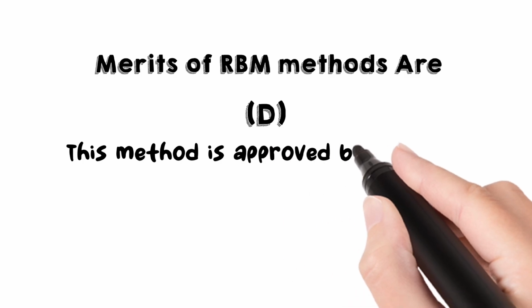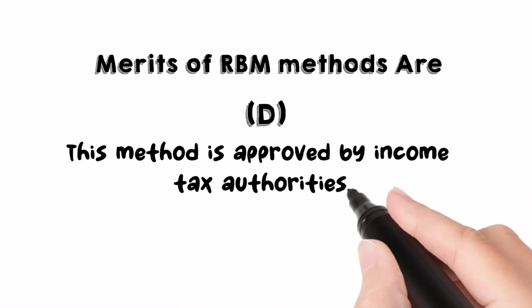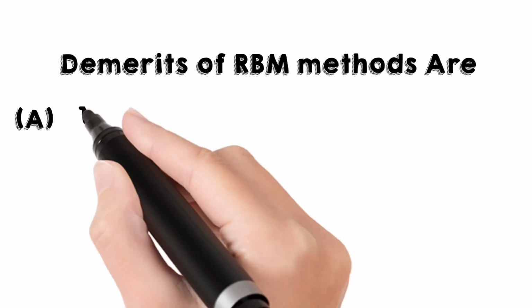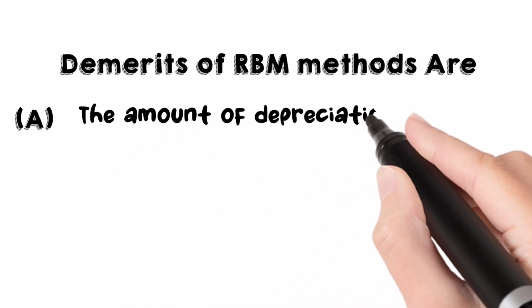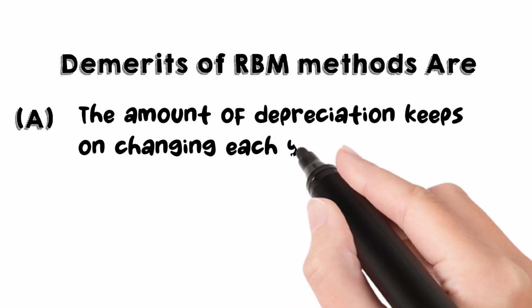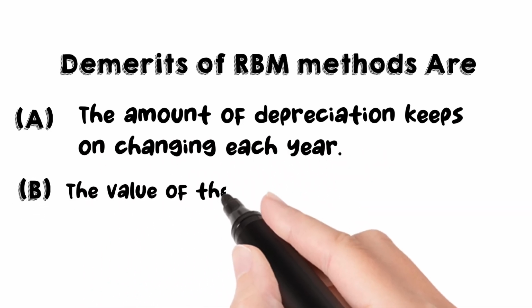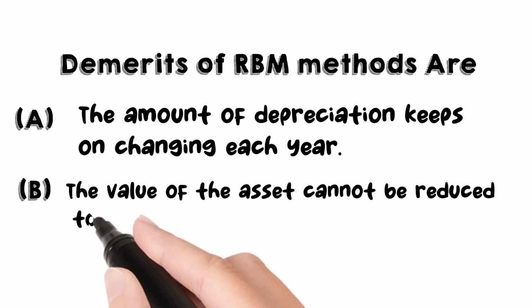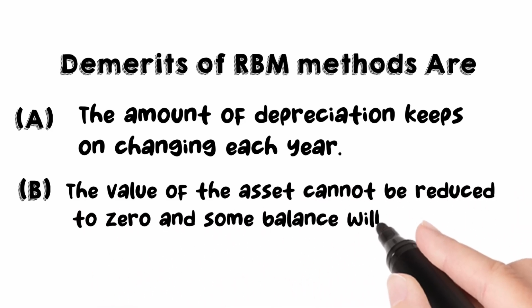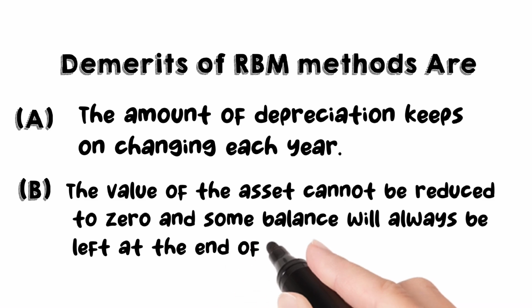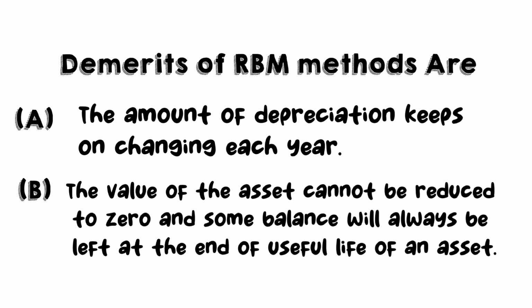D. This method is approved by income tax authorities. Demerits of RBM methods are: A. The amount of depreciation keeps on changing each year. B. The value of the asset cannot be reduced to zero, and some balance will always be left at the end of useful life of an asset.